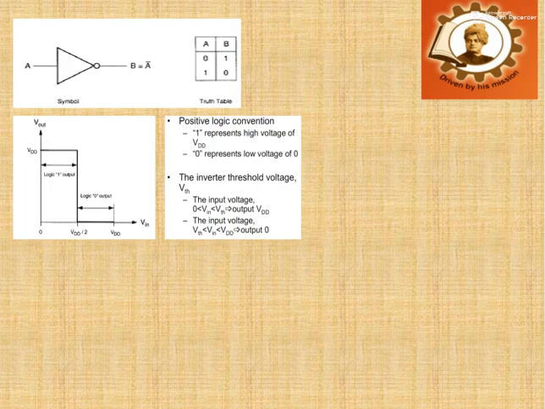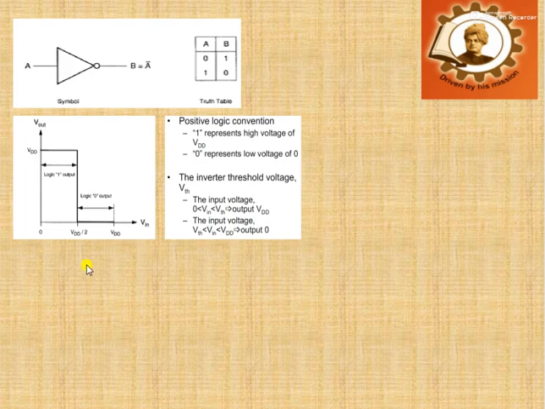So if you know the basic operation and properties of an inverter, then the bigger structures like a NAND gate, adder, subtractor and microprocessor can be easily understood in a better way. So here this symbol basically, if you apply V in, you will be getting some output. If V in is 0, output will be 1.